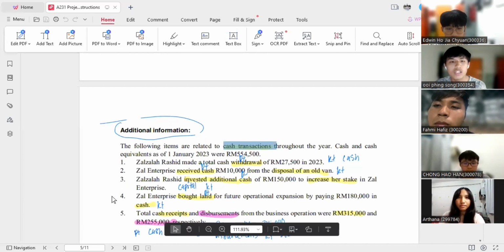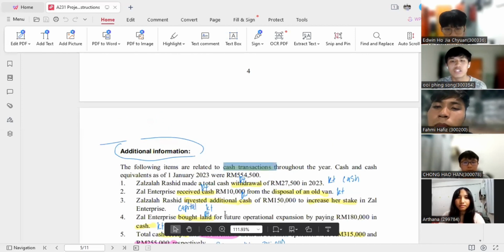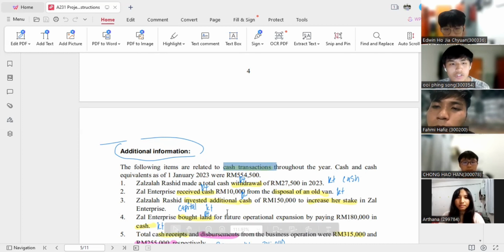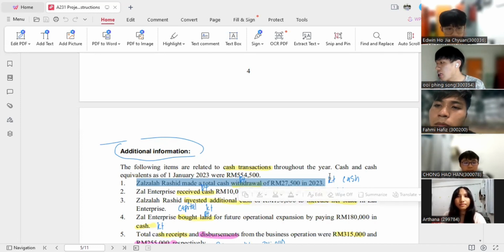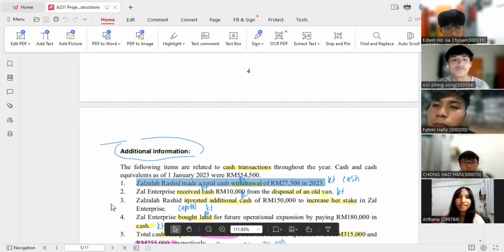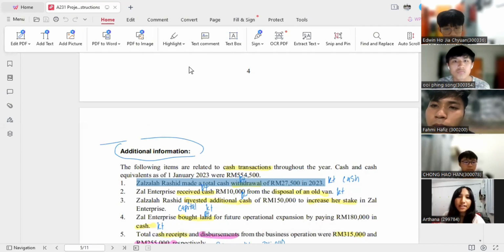For the first one, Zazala Rashid made a total cash withdrawal of 27,500 in the year 2023. For this transaction, I want to ask what is the effect. The effect is that cash under assets will decrease, so it goes in credit. Then the withdrawal is included in drawings under equity, so it decreases too, but it goes in debit.